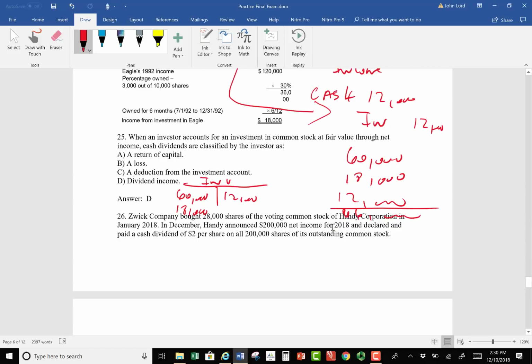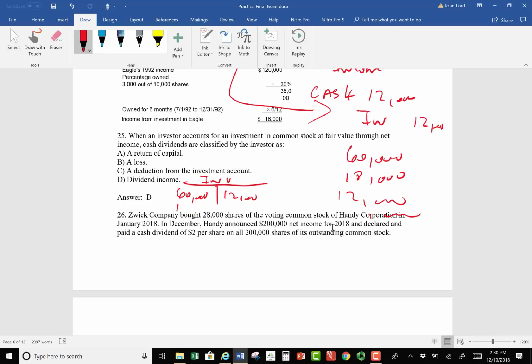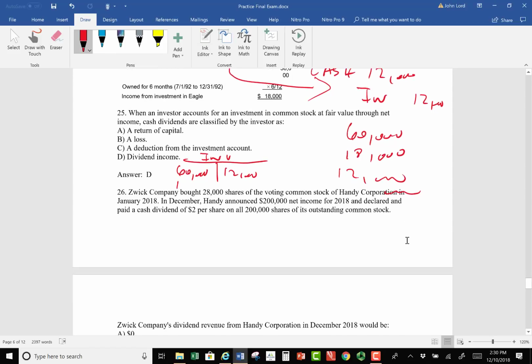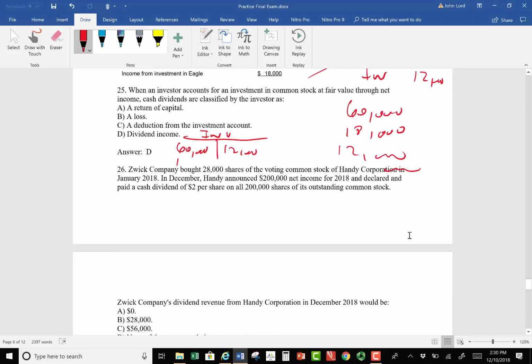Okay, good. Let's look at this one. Zwick bought 28,000 shares of the voting stock of Handy Corporation in January 2018. Handy announced 200,000 of net income for 2018 and declared a cash dividend of $2 per share on all 200,000 shares of outstanding stock. Am I going to use the fair value through net income approach or the equity approach?